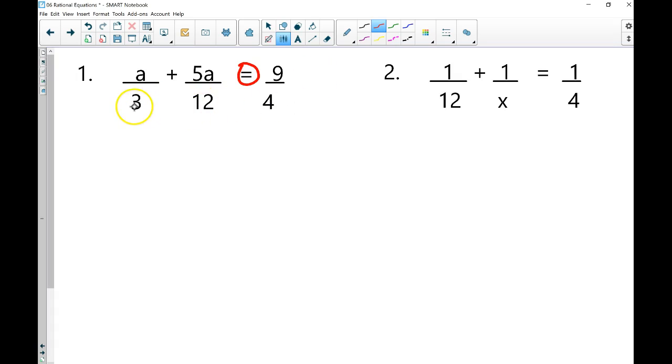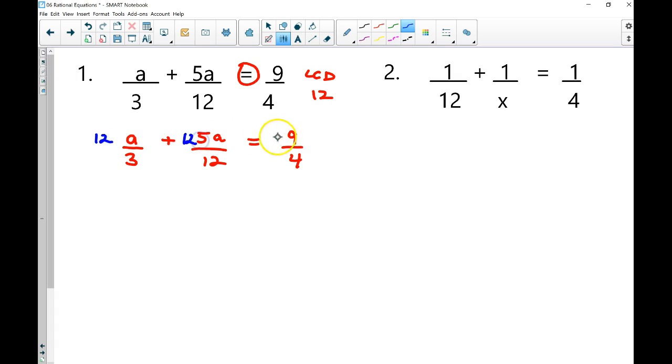So what is the LCD for 3, 12, and 4? That would be 12. 3 goes into 12 evenly, 12 goes into 12 evenly, and 4 goes into 12 evenly. Let's rewrite the original equation so you can see what's happening. And I'm going to switch colors, and I'm going to multiply each term on both sides of the equation by 12. I'm going to switch colors again, and then I'm going to reduce.